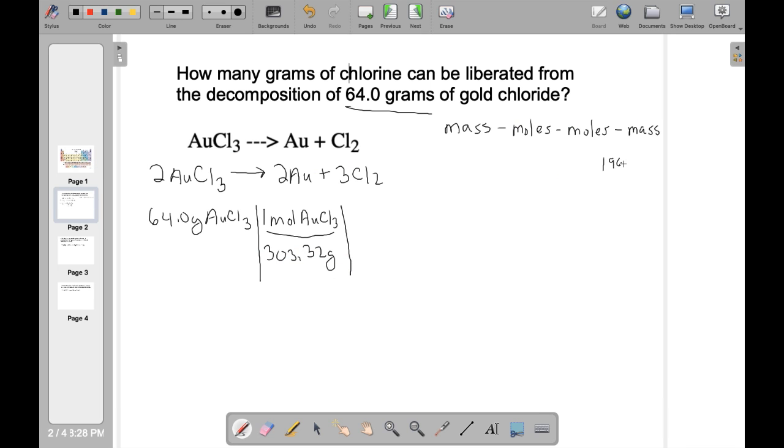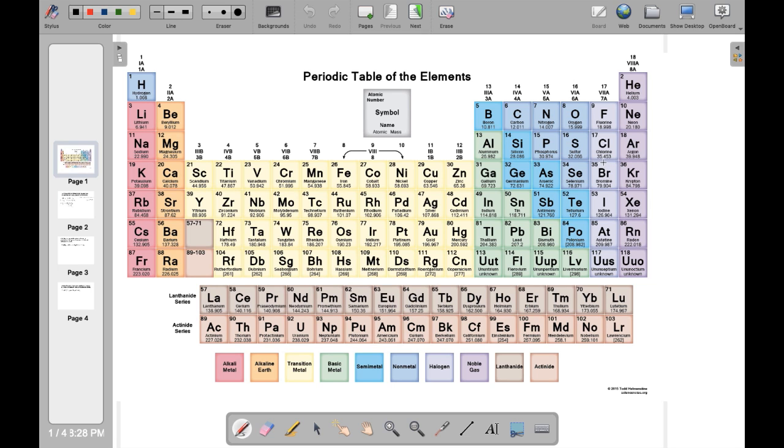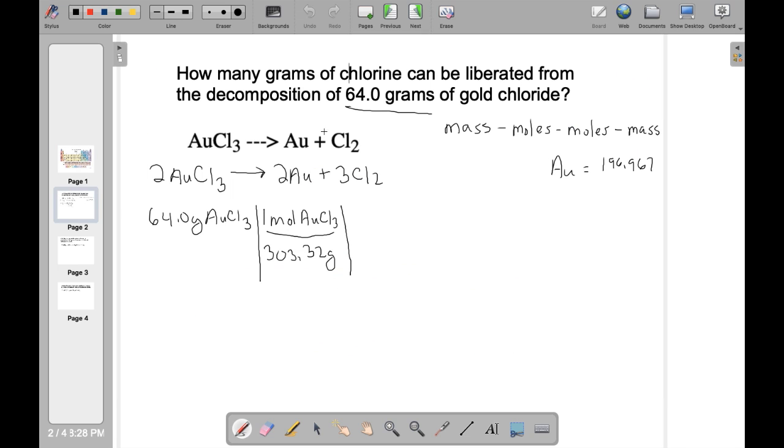So 196.967, that's gold. Now I have chlorine. Go to find chlorine, 35.453 grams per mole. So this is times 3. I have 3 chlorines. I have 1 gold. I multiply this number by 3. I add the gold. That's where this number comes from. This is the molar mass of gold chloride. Okay. So at this point, I've gone from grams of gold chloride to moles.